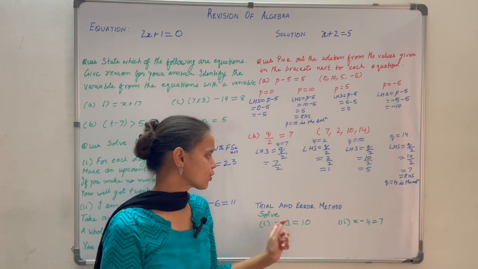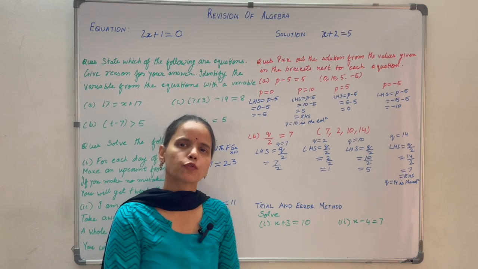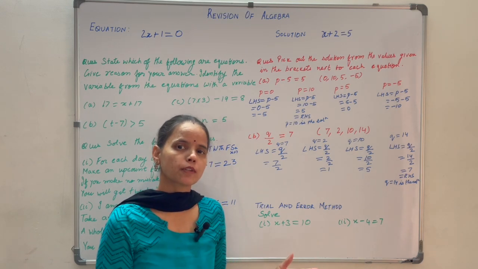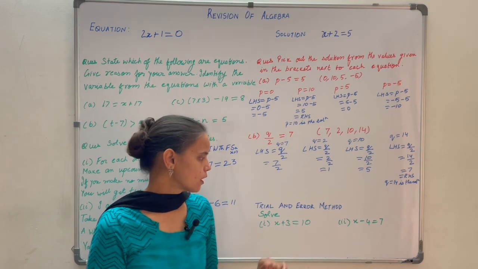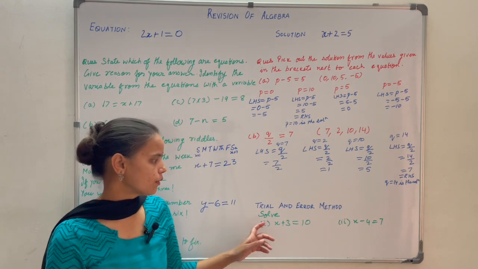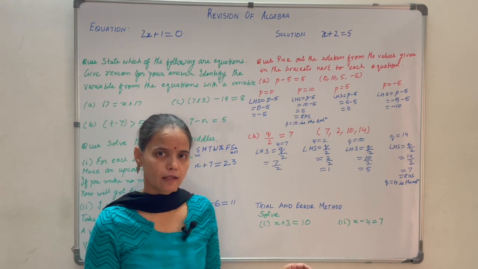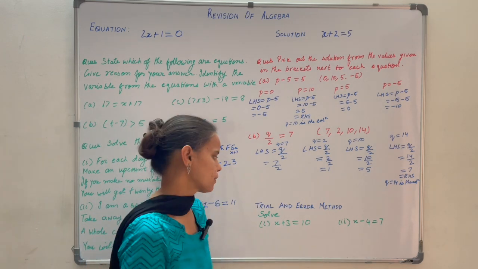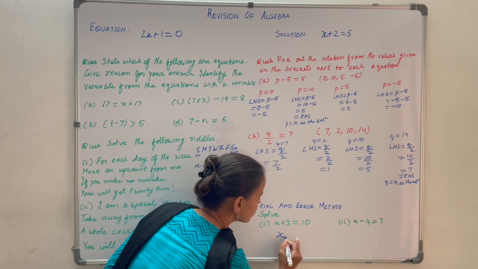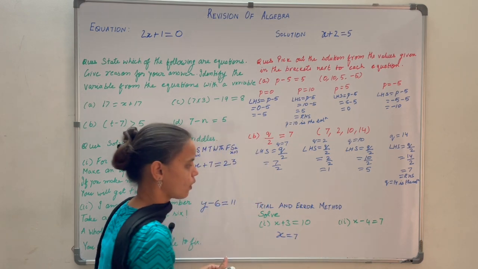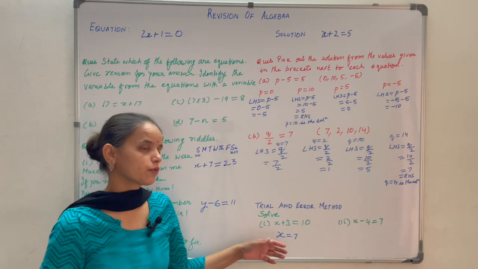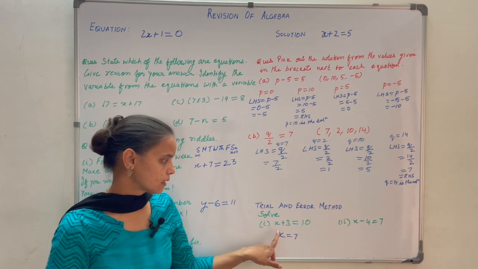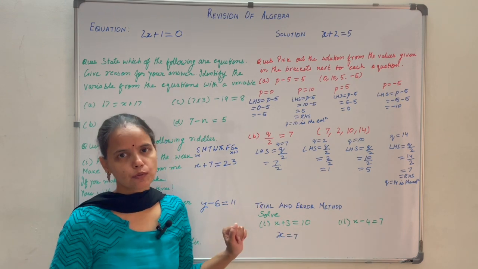Now let us discuss trial and error method. It is one of those methods using which you can get the solution of the equation. So let us take this question. Solve x plus 3 equals 10. What should be added to 3 so that you get 10? That is 7. So x equals 7 is called the solution of the equation. We have made a guess here. See, 7 plus 3 is equal to 10.